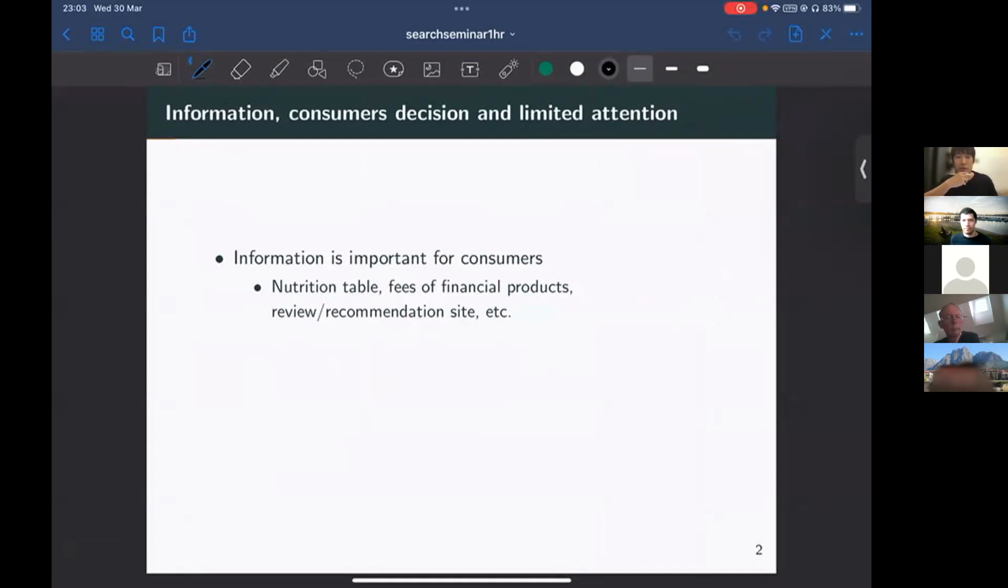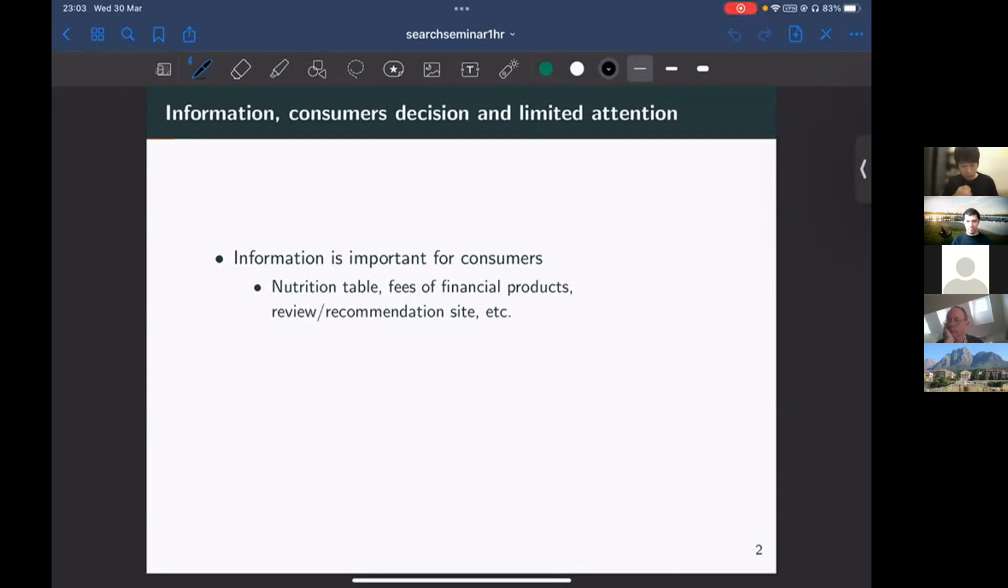So to start with, let me mention something that is so obvious. Information is important for consumers. In real life, we see a lot of regulations or industries getting bigger and bigger because of that, right? Nutrition tables are one example. Fees of financial products, of course, we have a lot of discussions about making them transparent, etc. And the review and recommendation side is a big industry that's gained a lot of profit, mainly because information is important for consumers.